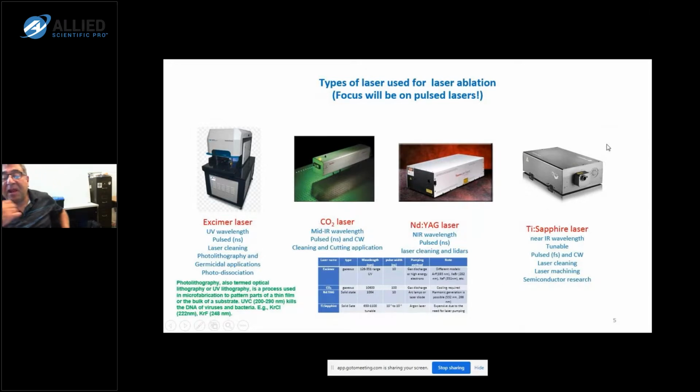And finally, we have the Ti Sapphire laser, which is a tunable near IR laser. It has to be pumped by an argon laser, and the range is 650 to 1100 nanometer. But it has a femtosecond pulse, which is low power for cleaning applications.